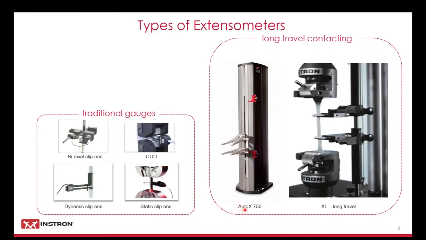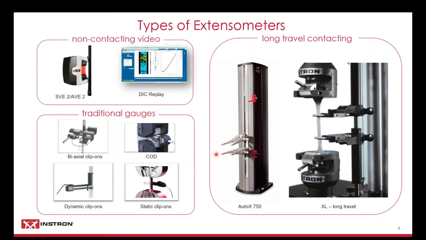And then of course we have the Auto X750. This is a fully automatic extensometer with excellent accuracy down to 1 micron, as well as 750 millimeters of travel. So we can cover the whole range of materials. It's fully automatic in the sense that you can set the gauge length and the arms opening and closing all automatically. And we can also add transverse strain measurement to this as well.